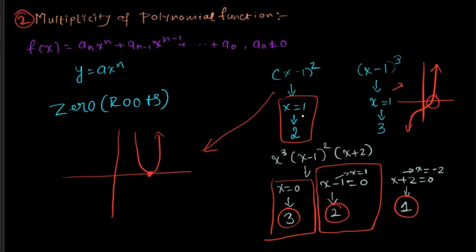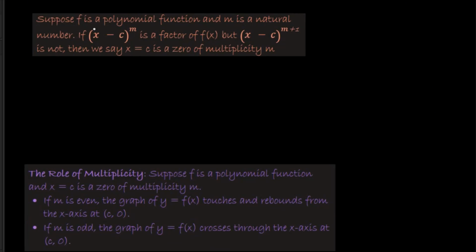Now let's discuss in a general sense. First, what is the definition of polynomial multiplicity? So suppose f is a polynomial function and m is a natural number, any natural number. And x minus c to the power m is a factor of f of x. Well, this is good, that x minus c to the power m is a factor of f of x, but x minus c to the power m plus 1 is not a factor. That has to be kept in mind. And why does this happen, you tell me in the comment section.